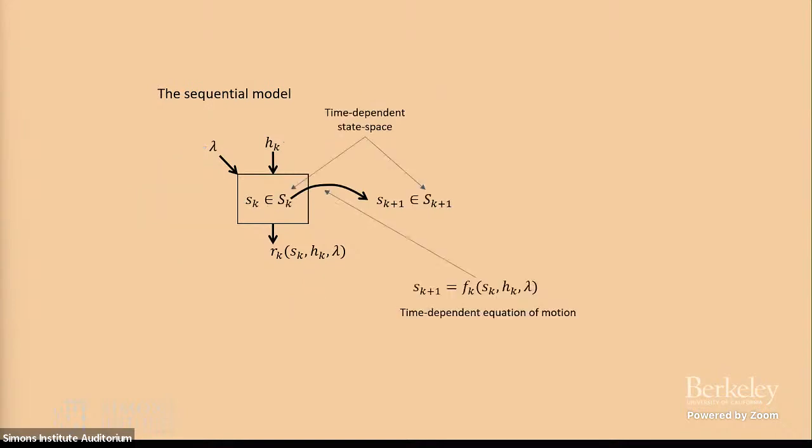Now there's a transition, and this transition is mediated by some known equation of motion. So the new state will depend deterministically on the previous state, on these uncontrolled variables, and also on these unknown evolution parameters. And we assume that this equation of motion could be time dependent. So it depends on which time step you are in. I mean, it will have this transition, and even the very definition of a state could depend on which time step you are in.